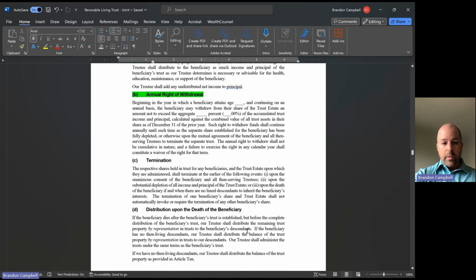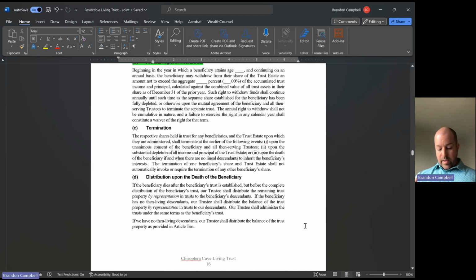In termination, we're always going to have a standard section here that basically identifies under what circumstances the share for any given beneficiary ends. Example, we've used all the money. Or we're all in agreement now, the trustees and the beneficiary, that it's just time. It's time for this to end for them and to be distributed out.